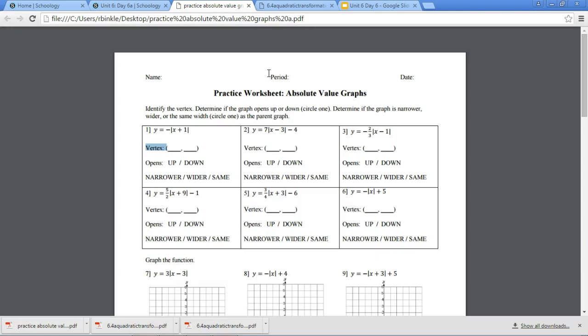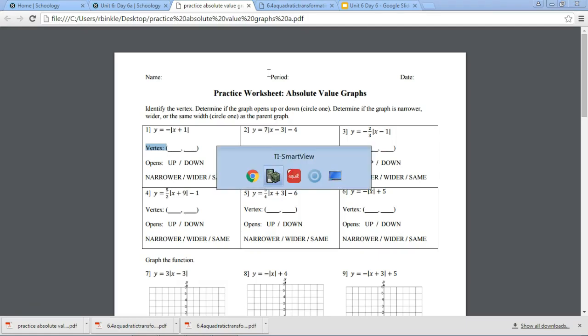All absolute value parent functions, there's that word again, don't forget to put that sticky note up when you're done with this, parent functions are going to look like a V, just like all parent functions of parabolas are going to look like curves, like U's. So you can go ahead and graph these on your calculator. The vertex is going to be the point where that V is. You can trace it over.